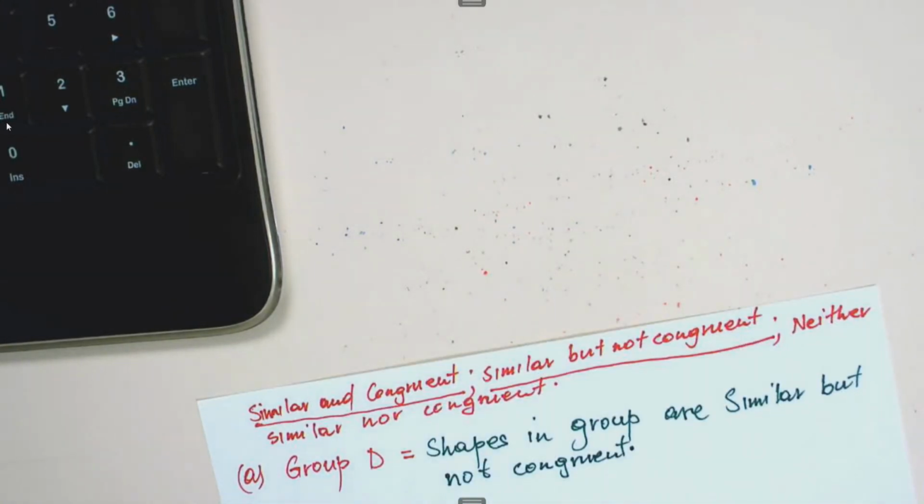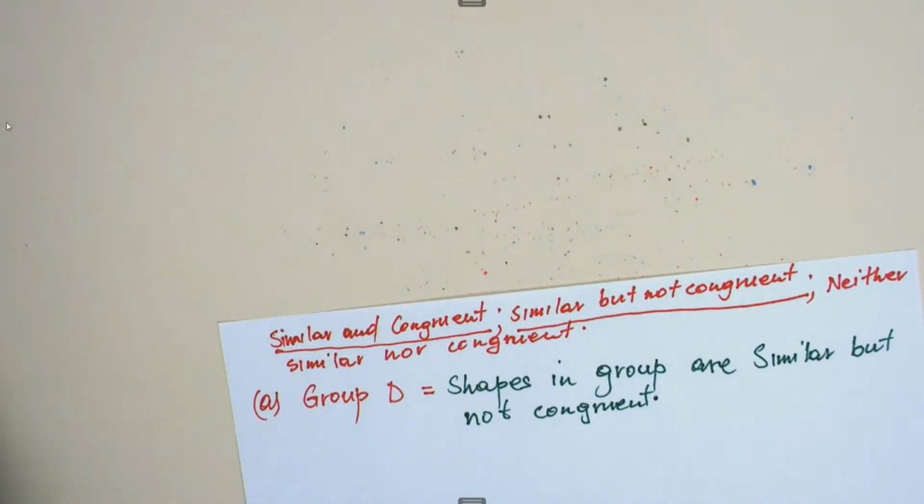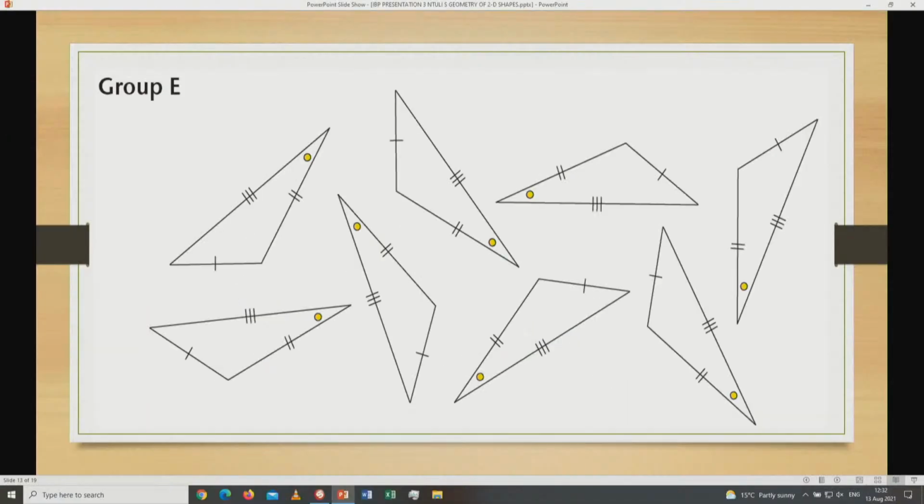Remember, we said for a shape to be congruent, it must be same size, same shape. So in this case, these shapes are similar, but they are not congruent because they are not same shape, same size. So we are together there, I hope, guys. Let us move now to group E. Again, guys, I'm giving you 2 minutes to go through it.